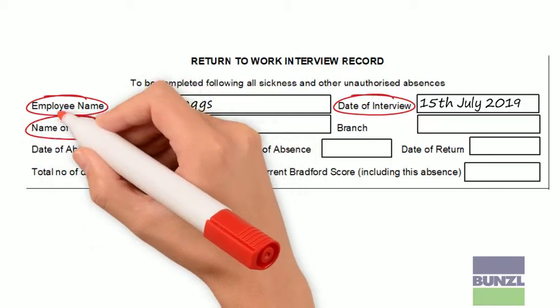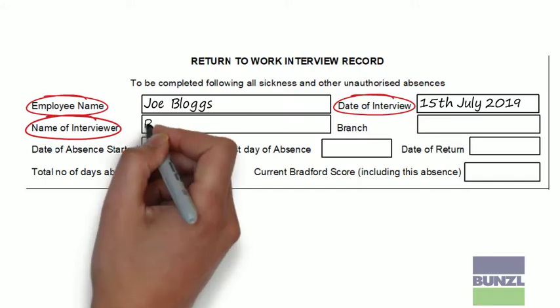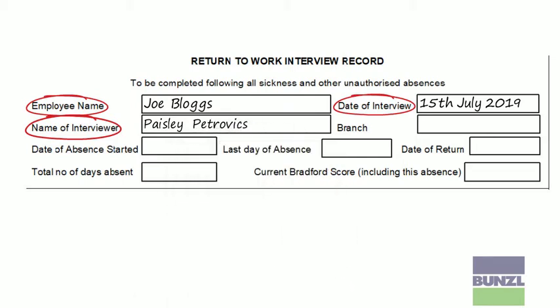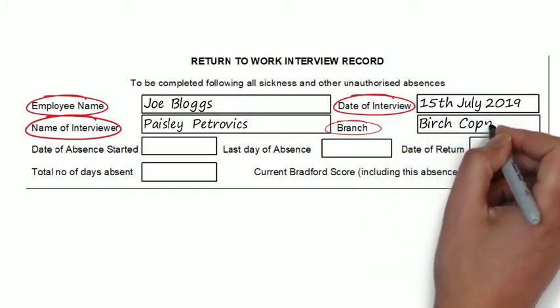Name of interviewer. This is your full name or the full name of the line manager carrying out the interview if you are completing this form on their behalf. Branch. This is the location that the employee is based. For example, Birch Coppice.